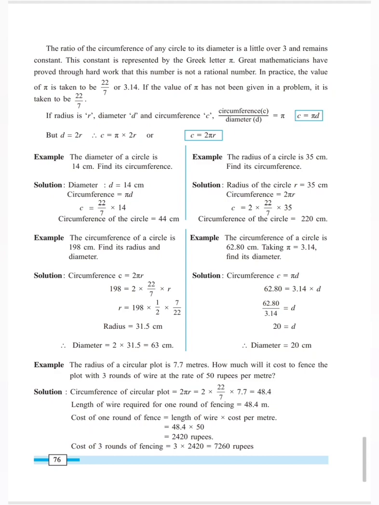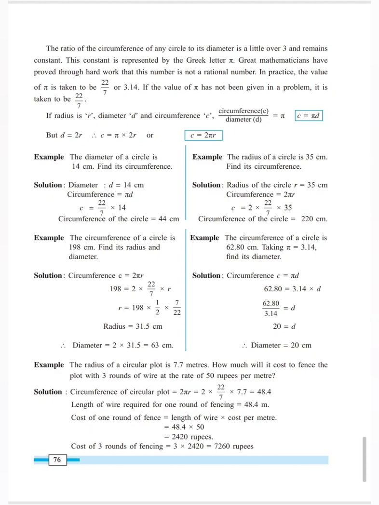First we have to find out the circumference. So the circumference will be the first round. We are asked to find out the 3 rounds of wire. So circumference multiplied by 3, you will get the meters of wire, and to find out its rate again multiply it with 50, so that will be the final amount.